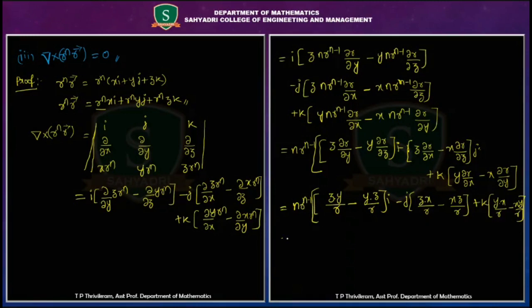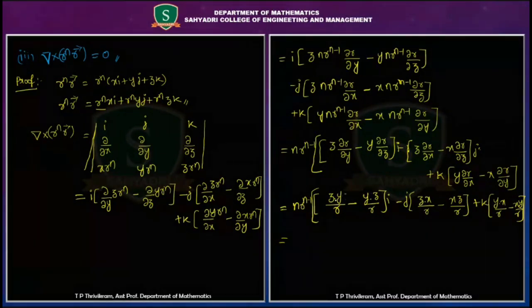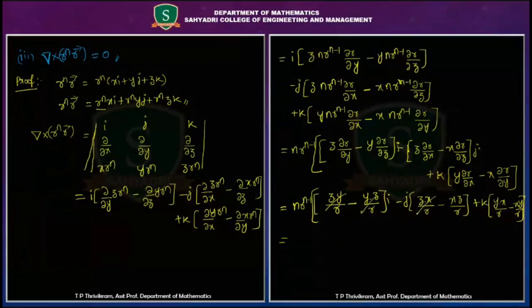So what happened here now? zy by r minus yz by r, both are same, right? So this will be cancelled, this also, this also. So zero I'll get. All terms contain zero, so n into r power n minus 1 into zero, we'll get zero. Clear?